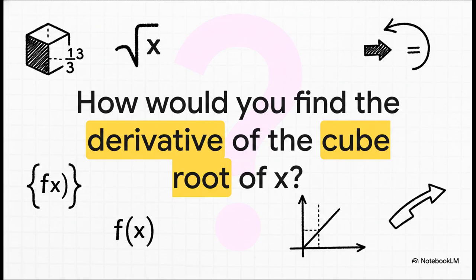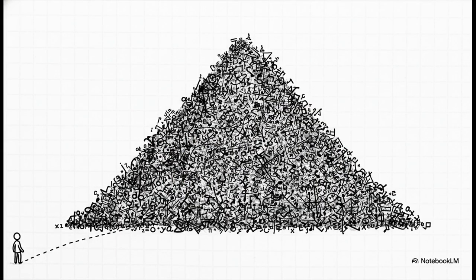Okay, so let's kick things off with a classic problem, finding the derivative of the cube root of x. Now, you probably have the rule memorized, but have you ever stopped to think about how you'd actually prove it from scratch? Because if your first thought is to use the formal limit definition, well, good luck. That is a total slog through algebra with so many places to make a tiny mistake. It's the textbook way, sure, but man, is it the scenic route?